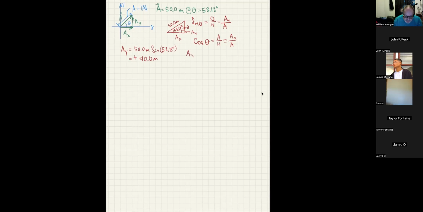Similarly, a sub x becomes 50.0 meters times cosine 53.13 degrees. In this case, it's also positive, and it turns out to be positive 30.0 meters. That's called resolving a vector into components.